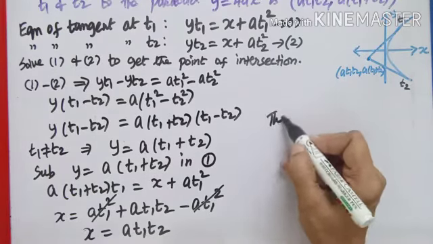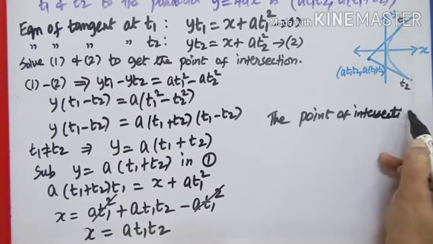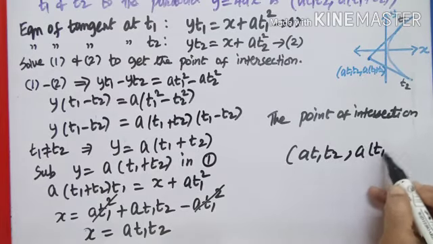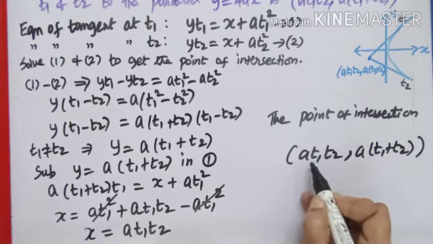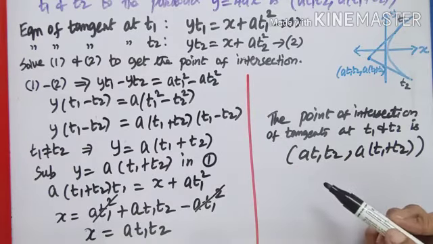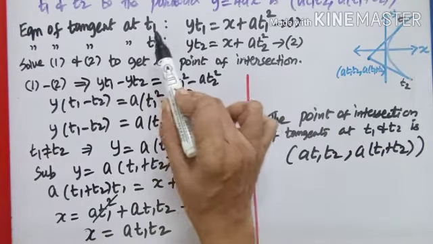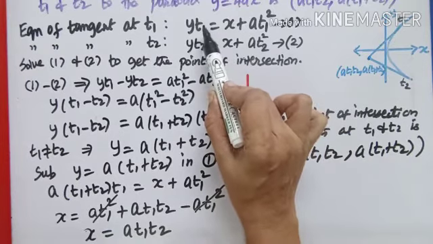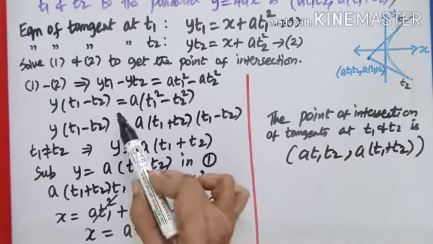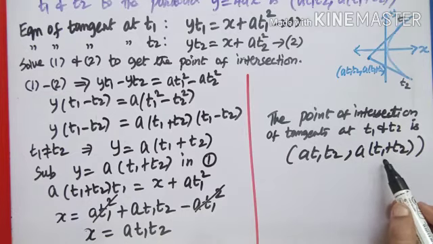So the point of intersection of the two tangents at T1 and T2 is a T1 T2 and a (T1 plus T2), the x value and y value. Even though it is a theoretical question, it's a very simple problem wherein we must remember the equation of the tangent at T. So in the place of T, I put T1, I put T2. I get the two equations. Solving is very simple, which gives rise to a T1 T2 and a (T1 plus T2).